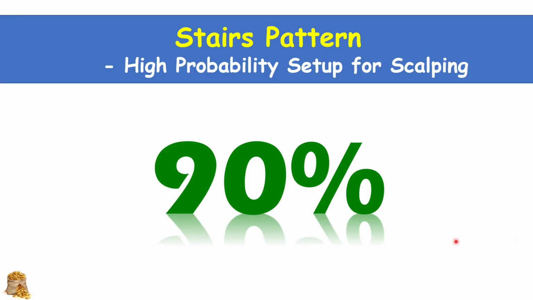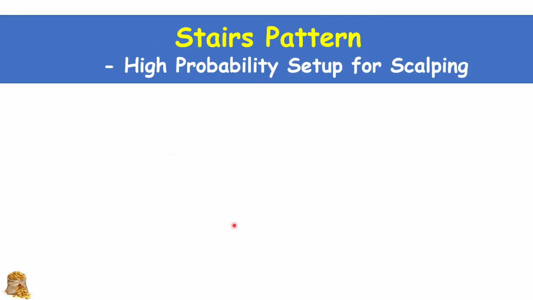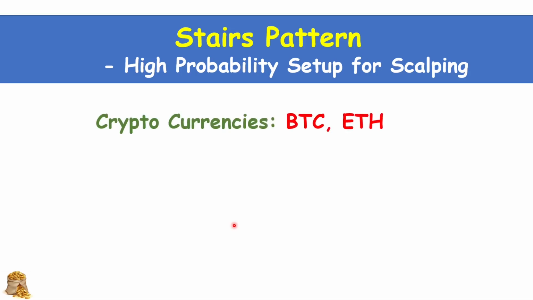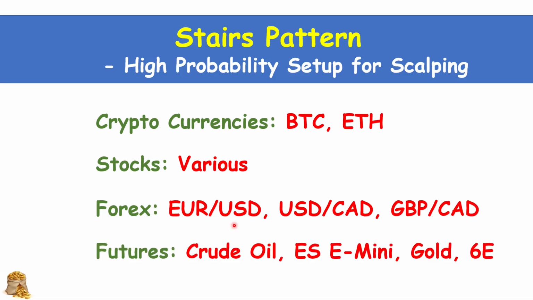It is very good for scalping because the basics for scalping is you want to take the profit very quickly, and then you want to take the trade on the high probability setups. So stairs pattern is one of them. This stairs pattern works on all the financial instruments, such as cryptocurrencies, stocks, forex, and also futures.